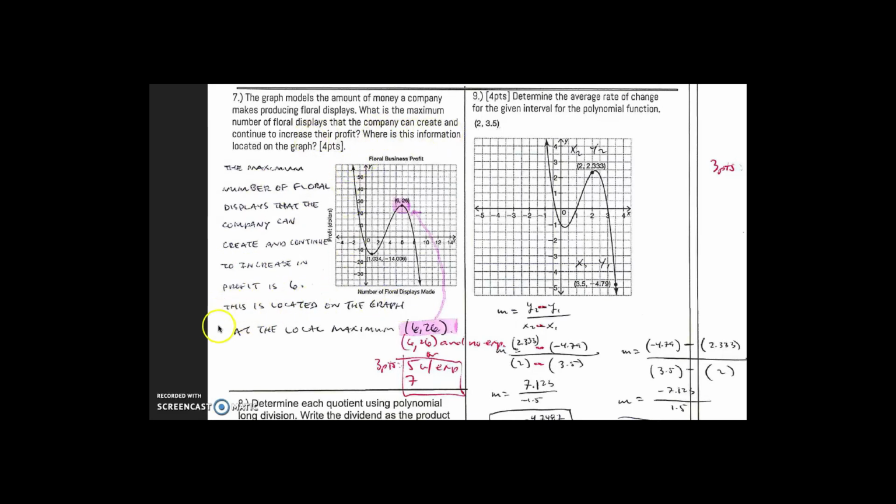Now I answer the question, where is this information? This is located on the graph at the local maximum. Remember, this is an ordered pair, so the x value represents the 6 floral displays. And how much money you get? You're going to get $26 in profit. Okay. If you wrote 6, 26 and no explanation, I gave you 3 points. If maybe you thought 5 displays with an explanation, or 7 displays, which is over here, then I gave you 3 points out of 4.